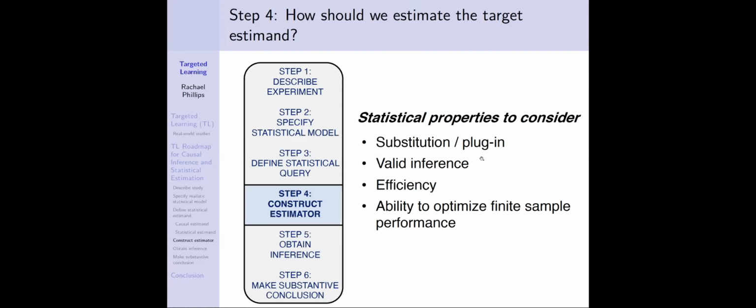Also valid inference, so being able to construct confidence intervals and get p-values that accurately approximate the uncertainty in the sampling distribution of the estimator. Efficiency, or having the lowest possible variance that we can for our estimator. This is basically saying that you get the most bang for your buck, having as few subjects as possible but getting the most narrow confidence interval that you could. So efficient in terms of using all the data that you have in an efficient way in order to really get the narrowest confidence interval that you can.